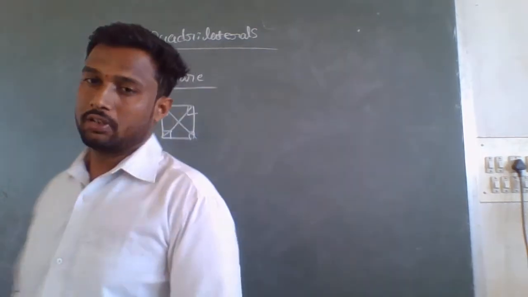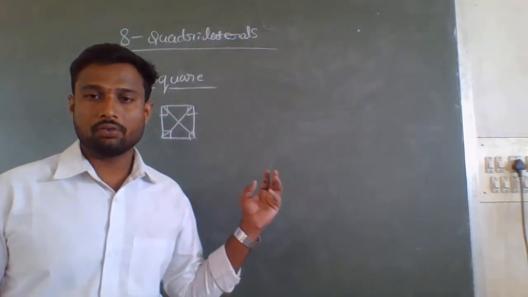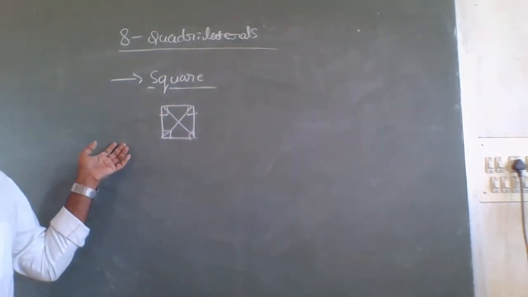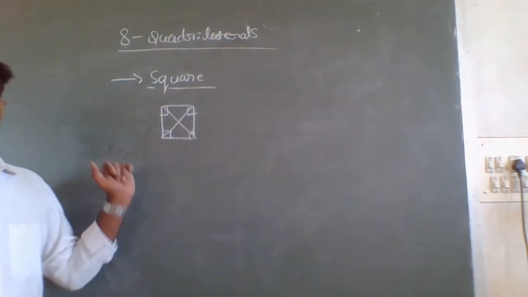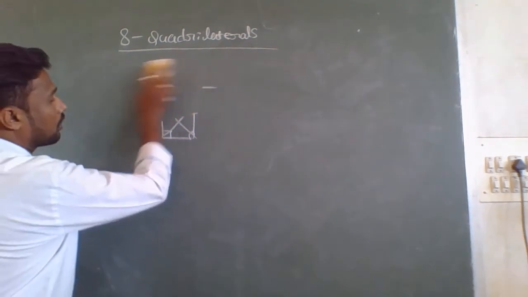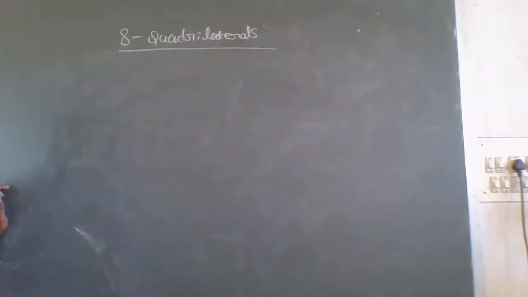So these are the properties of a square. It has all the properties of a rectangle, and in addition to that, what is the other important property? Here all the sides are equal. This is a square. Now another important quadrilateral is the kite.